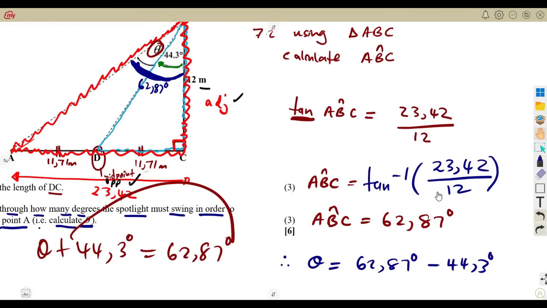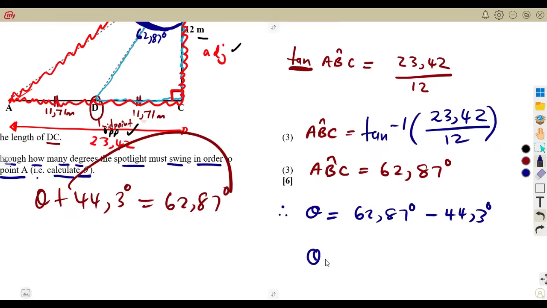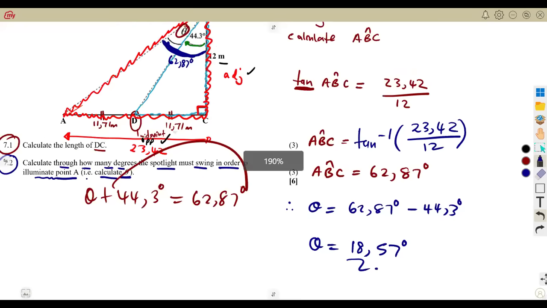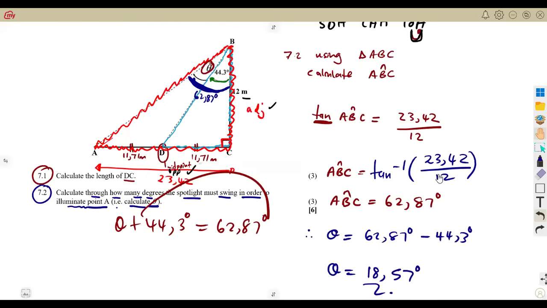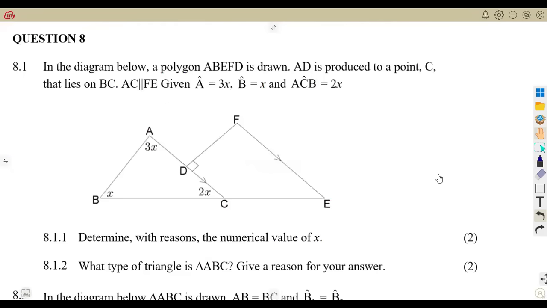I don't know what is happening with these pages, guys. So our theta was going to give us 18,57 degrees. That's the theta, the angle to determine. That's the one that you are being asked there. So questions can be like that. You see, you have to be careful with your trigonometry as you are revising this.